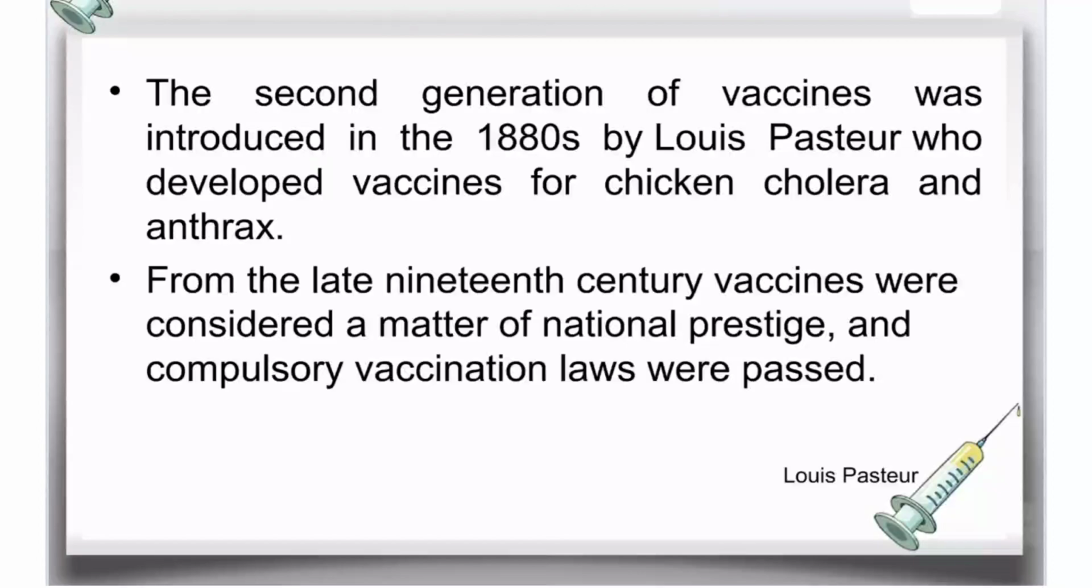The second generation vaccines were introduced in 1880 by Louis Pasteur, who developed vaccines for chickenpox, cholera and anthrax. So the second generation vaccines were introduced in 1880 by whom? By Louis Pasteur. Louis Pasteur developed vaccines for chickenpox, cholera and anthrax. From the late 19th century, vaccines were considered a matter of national prestige, and many countries started developing vaccines.